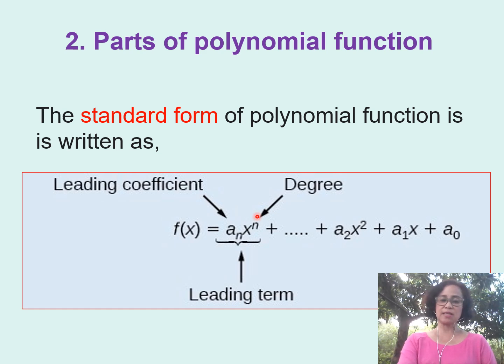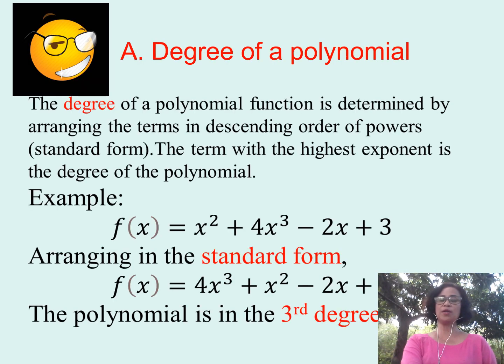Let me first discuss how to determine the degree of a polynomial function. The degree of a polynomial function is determined by arranging the terms in descending order of powers, or what we call the standard form. The term with the highest exponent, which is found in the leading term, is the degree of the polynomial.